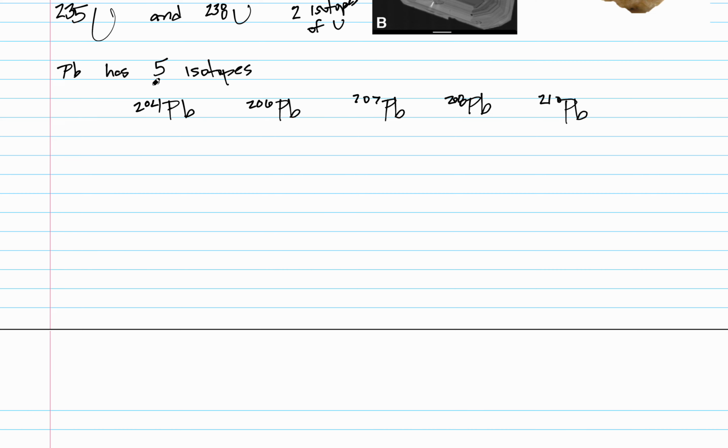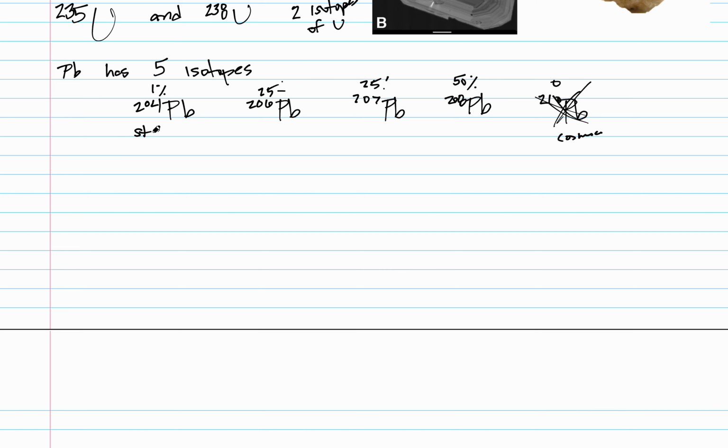So lead-204, this is about 1% of all lead in nature. Lead-208 is about 50% of all lead in nature. This 206 is about 25%. 207 is about 25%. And the way each of these form, this is like 0%, and it forms by cosmic processes in outer space, so it's not one we need to worry about.